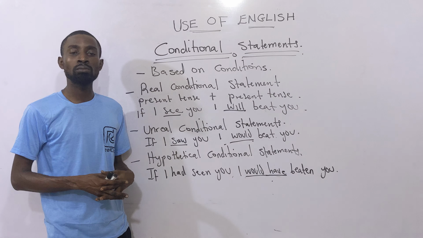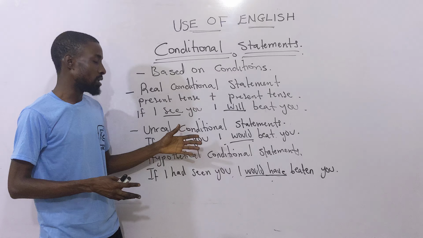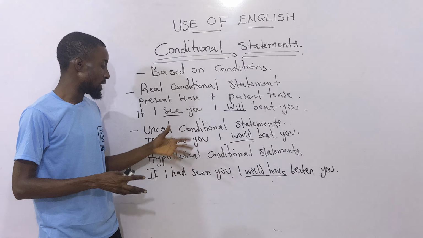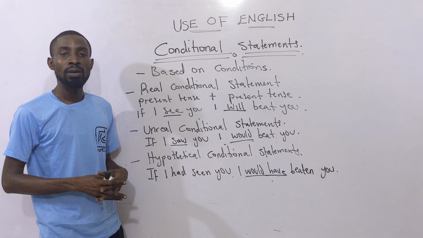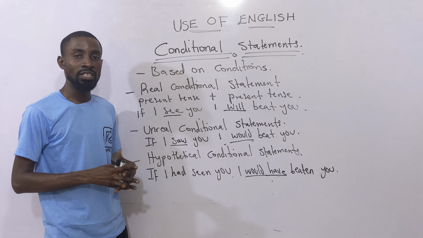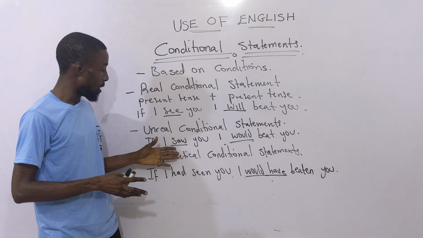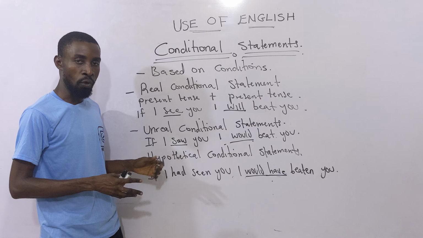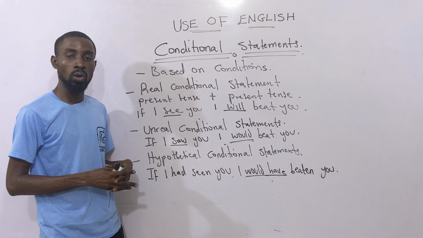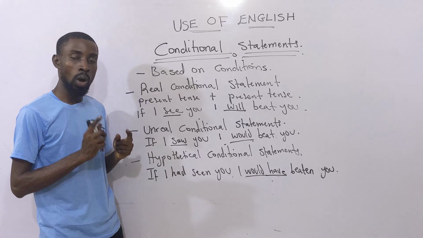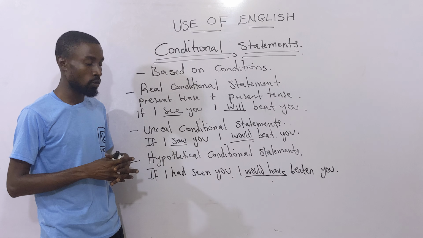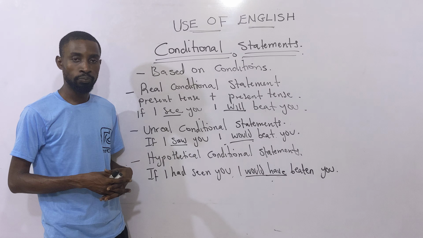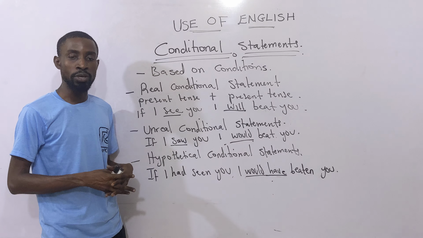Then we talk about unreal conditional statements. The event described here did not happen. So in that case, you have in the two statements past forms of the tense. I've converted the first statement under the real to the unreal conditional statement to show that what is discussed did not happen. If I saw you, I would beat you. That means you didn't see the person, so nobody to beat. If I saw you, I would beat you.